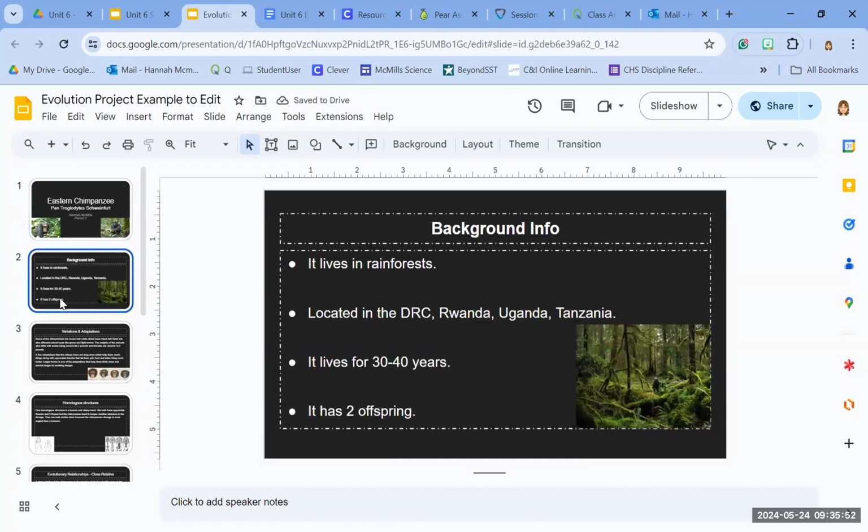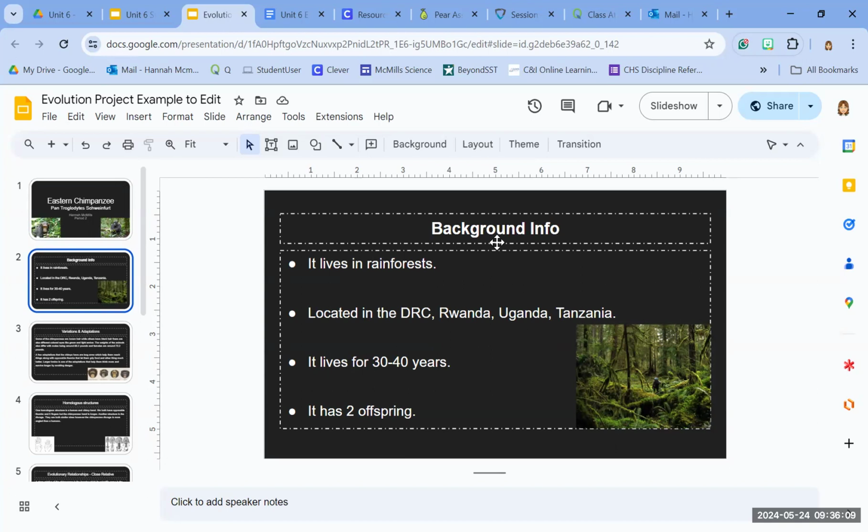Next is our background information. Making sure that we have all of the things on our slides, we need to know what the species habitat is like and where it is. What does our animal eat? How long does it live? And how many offspring does it produce in a season?